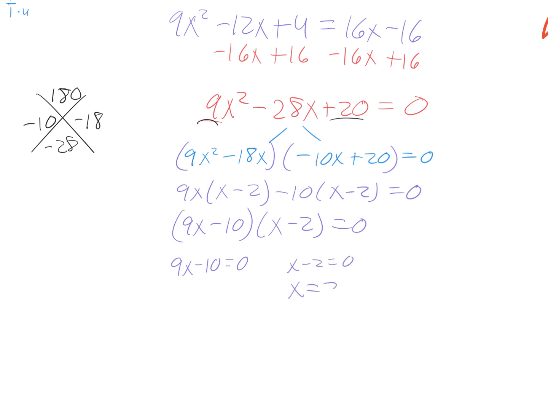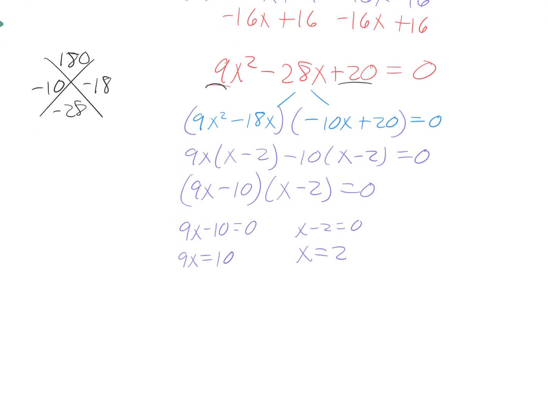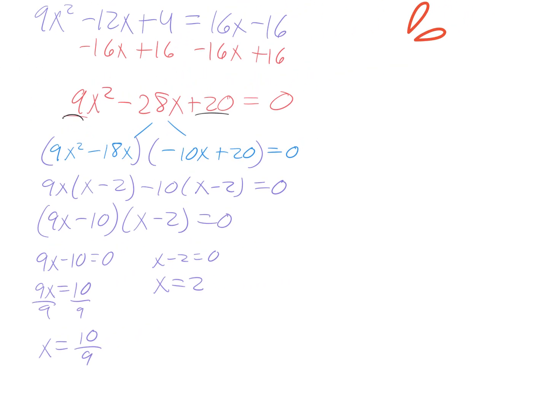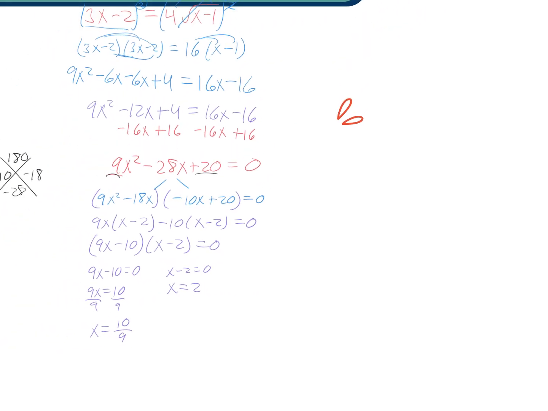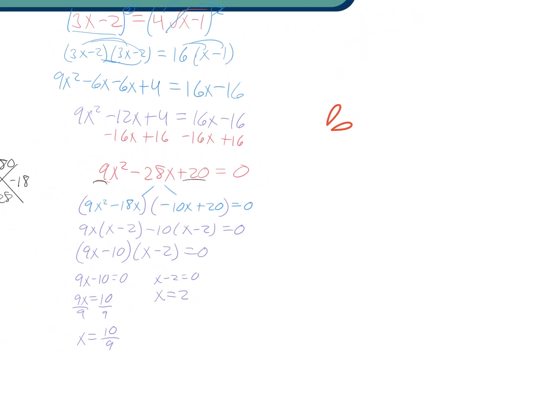And then we get x equals 2 as one of our answers. All right, 9x equals 10, divide both sides by 9. We get x equals 10 over 9 as our other answer. Again, check all your answers. I know it's annoying, but you gotta do it every single time. You need to make sure that you're getting the correct answers. All right, so let's check over here.